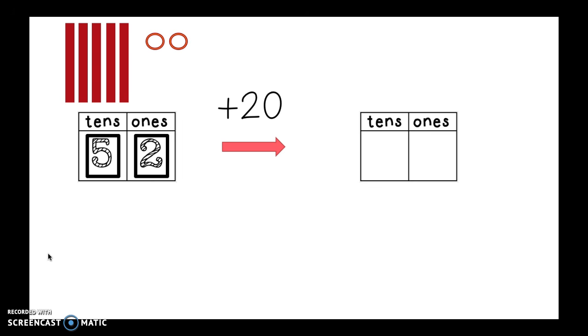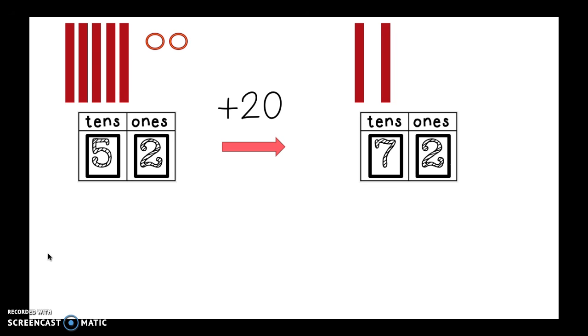Okay, so 5 tens and 2 ones plus 20 more. I'm going to go ahead and draw 2 10 towers. Did you do that? Good job. So how many tens are there all together now? You're right, there's 7. Friend, did the ones change? Nope, there's still only 2 ones.